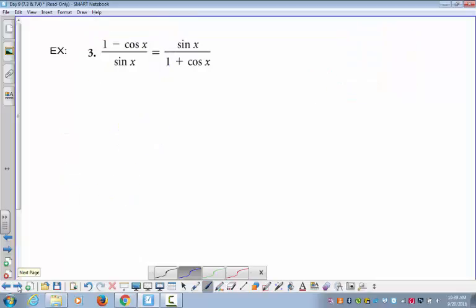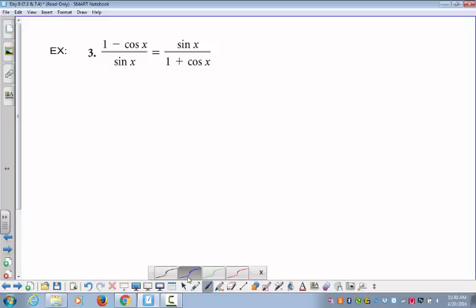And the only way to get decent at verifying identities is to do them, because there's no other way. All right, so here we have another one. We want to start with one side and try to get to the other. For this one, the technique I'm about to show you really is not going to matter if we pick the left or the right side.